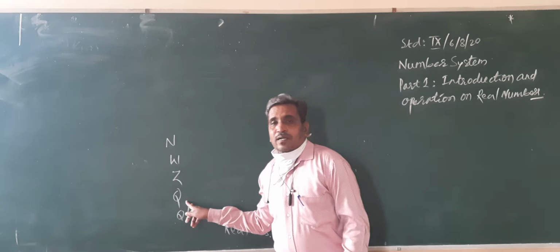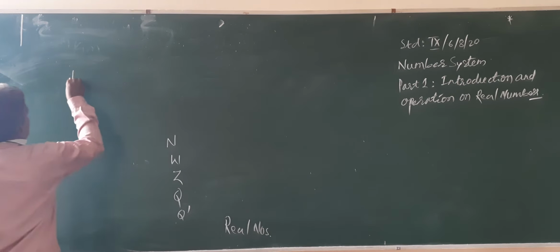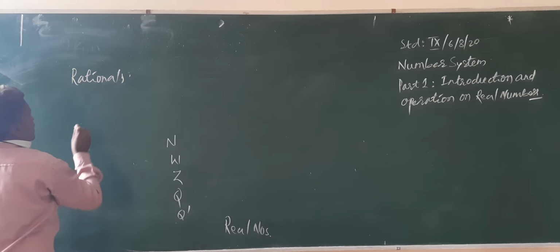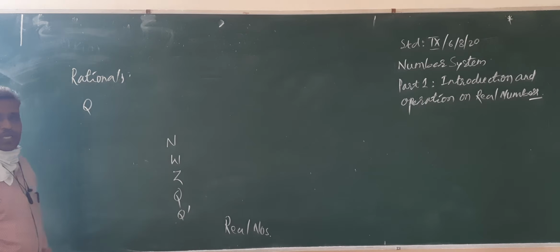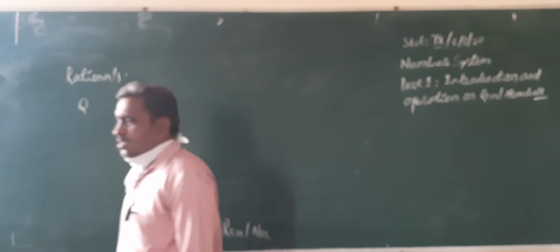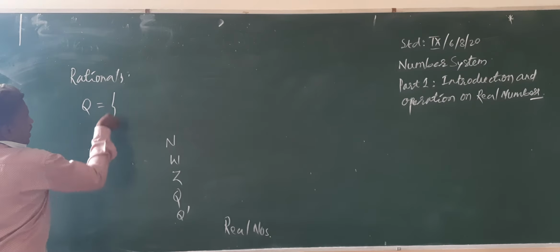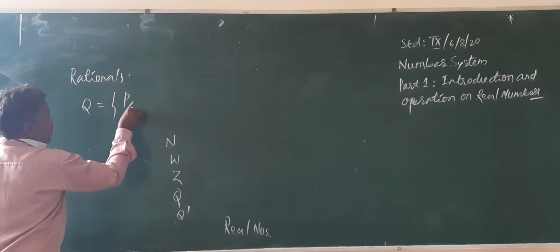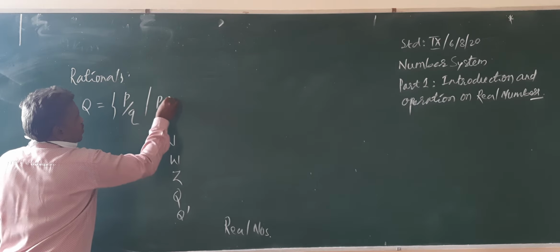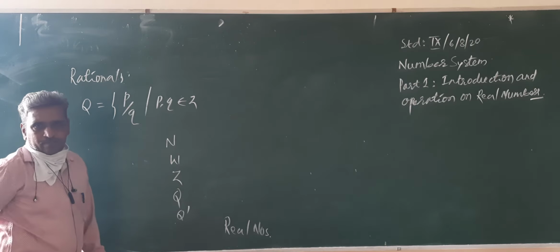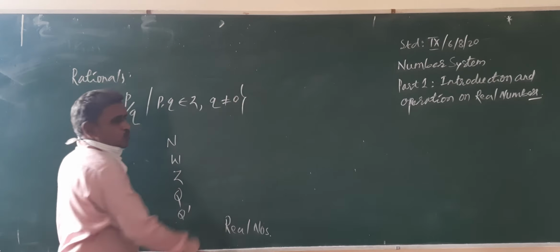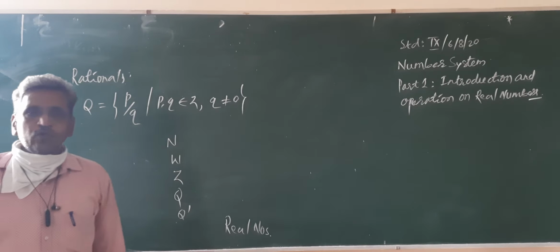Then what about rational numbers? The set of rational numbers is denoted by Q. Generally we define it as a number in the form of p by q, where p and q are integers, and with one condition: q should not be equal to 0.